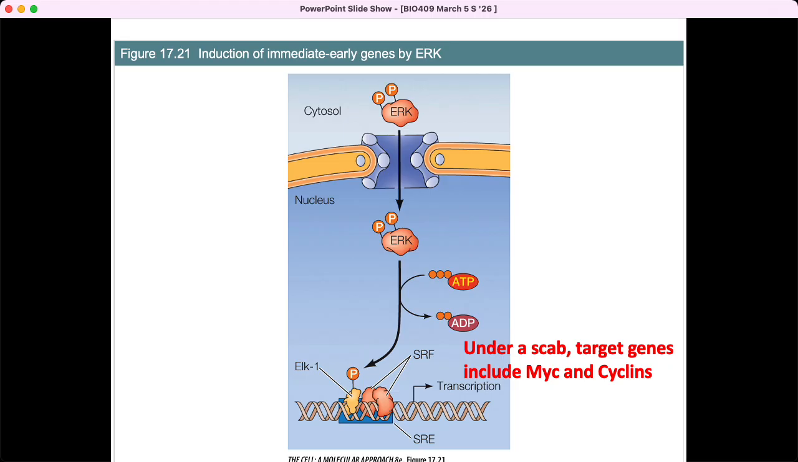We mentioned MYC. Now we can take it another step further, because we know in some cells, the rate limiting step is you don't have enough cyclin. And so you need to make more cyclin. So MYC or SRF, somebody's got to be bound to the cis-regulatory region of cyclin and activate its expression.